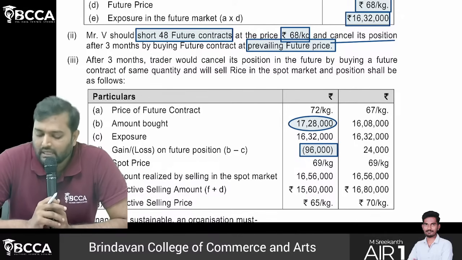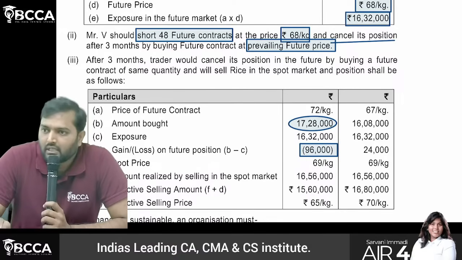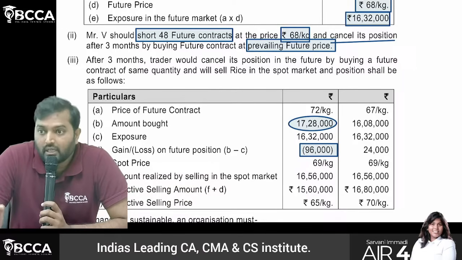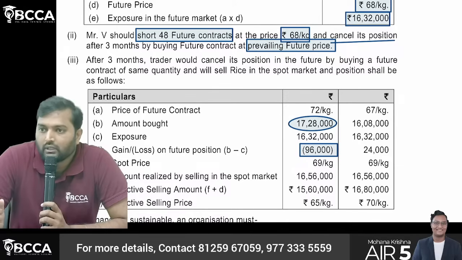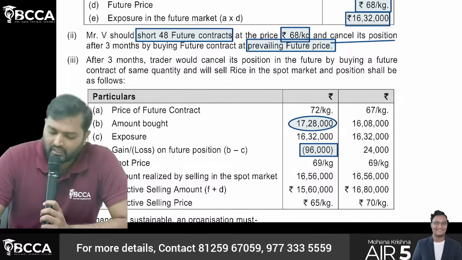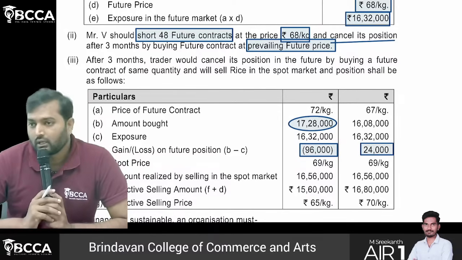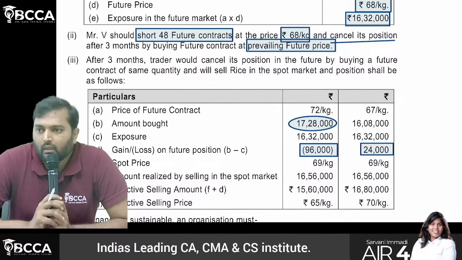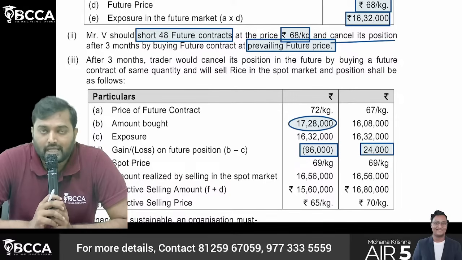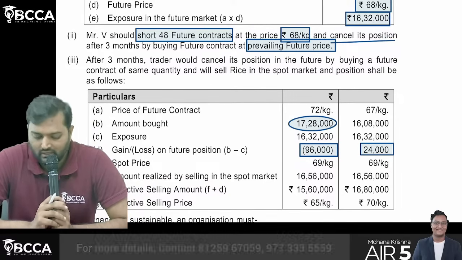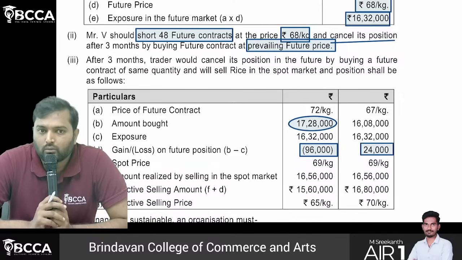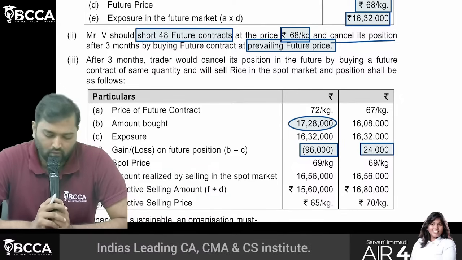So overall loss is 96,000. Second case, we are selling at 68, buying at 67. So gain 1 rupee per kg. Total 24,000 kgs. Clear? So case 1, loss on futures 96,000. Case 2, gain on futures 24,000.